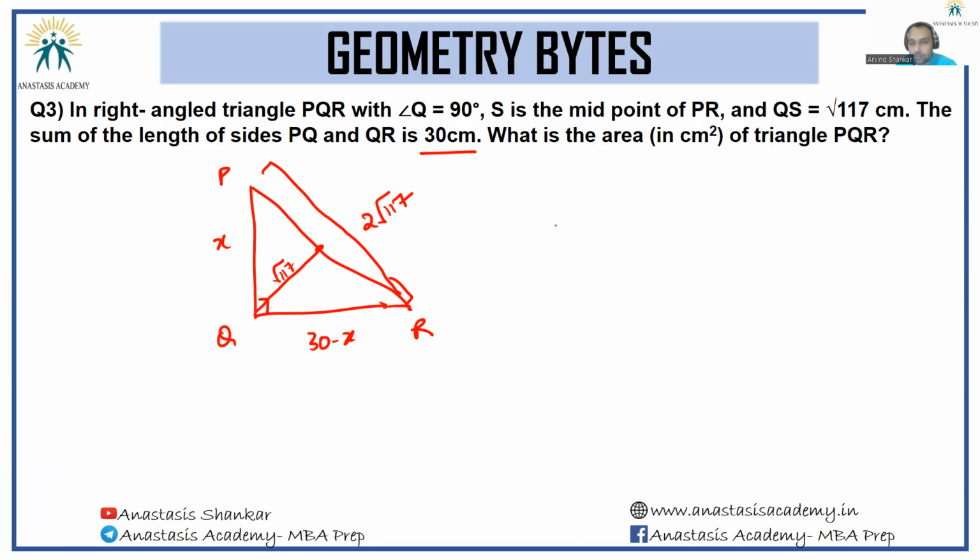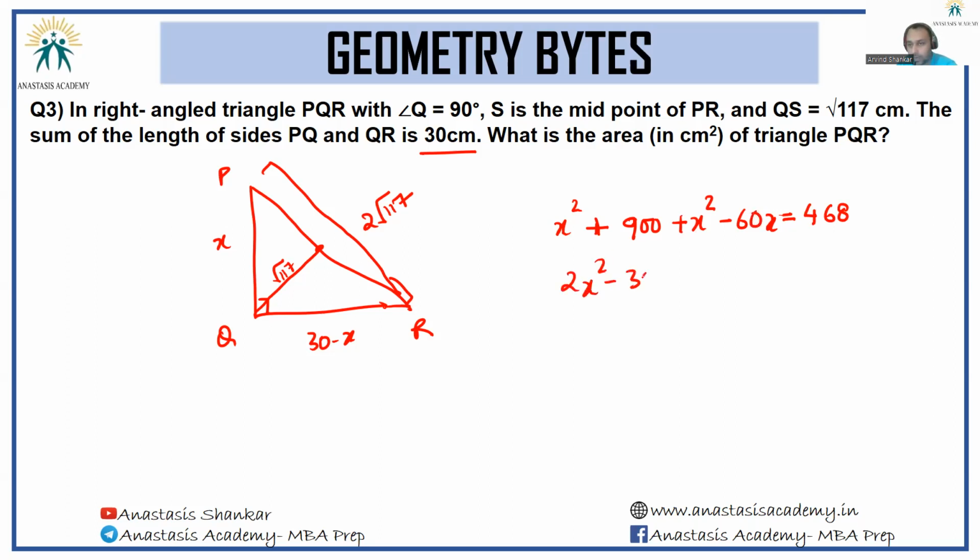Okay, I can link it this way. x square plus, how much is this? 900 plus x square minus 60x is equal to 2 root 117. So 4 into 117, so 468. Okay, so I bring it over.